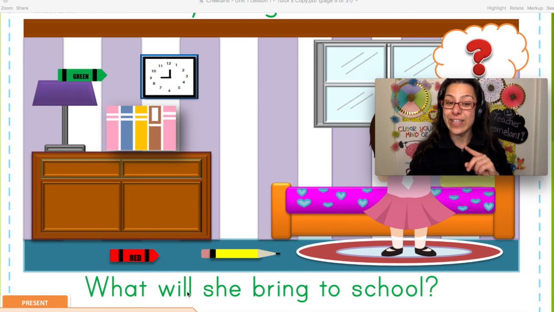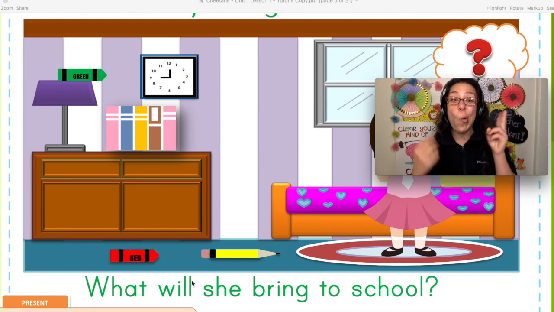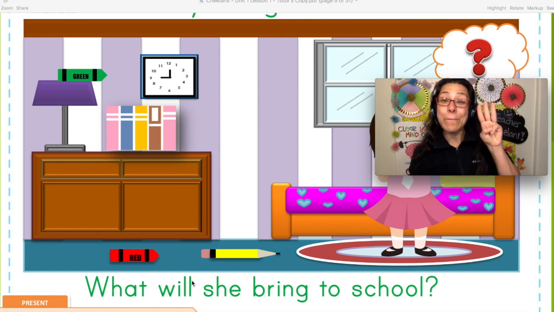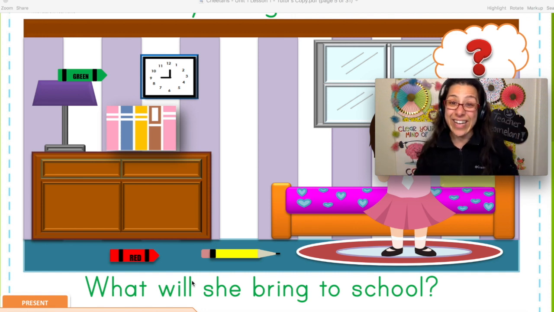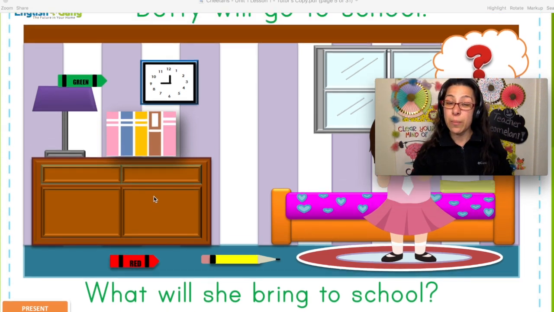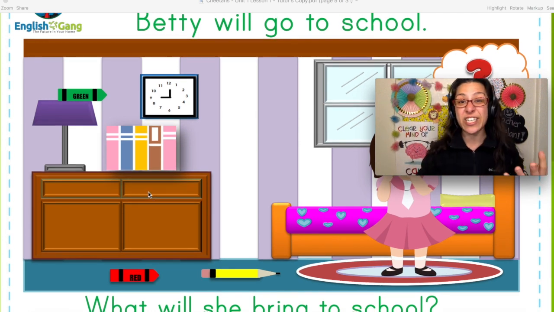And then I will read the question down here. What will she bring to school? And then reading slowly and highlighting the words. What will she bring to school? Reading it a couple of times, maybe, because they might need that repetition.